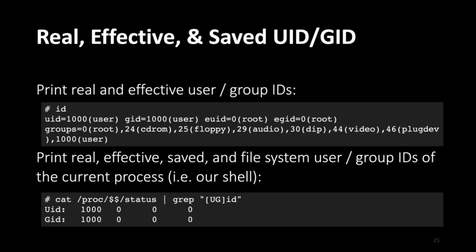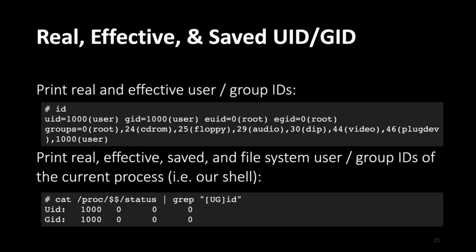There are a few commands we can use to print user IDs. Here we see the ID command, which prints real IDs of the user and the effective IDs if they are different. In this case, the user's real ID is 1000, and their real GID is also 1000. However, their effective ID is 0, and their effective GID is also 0.